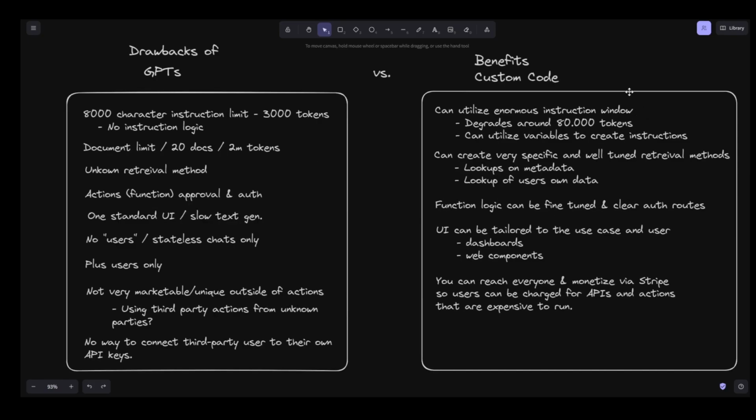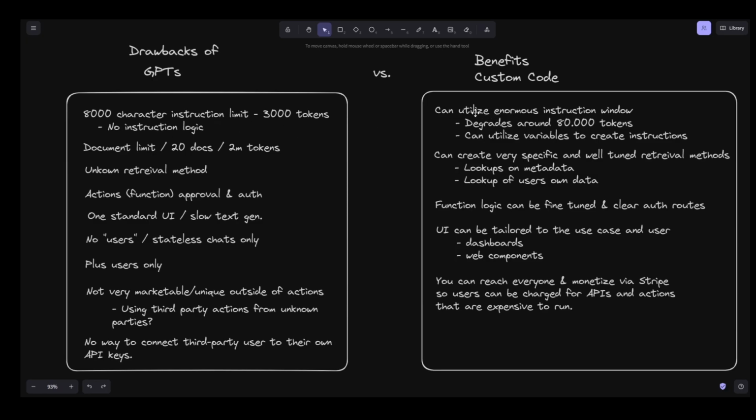So some of the major drawbacks of GPTs are simply their technical limitations. The first one, and one of the major ones, is that there's an 8,000 character limit, or about 2,000 to 3,000 tokens, for the instruction set. Now, for a model that is now 128,000 tokens, this is unreasonably short.